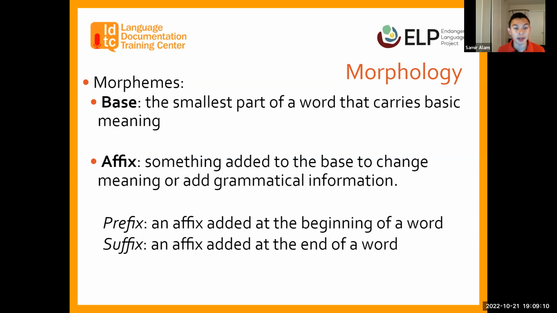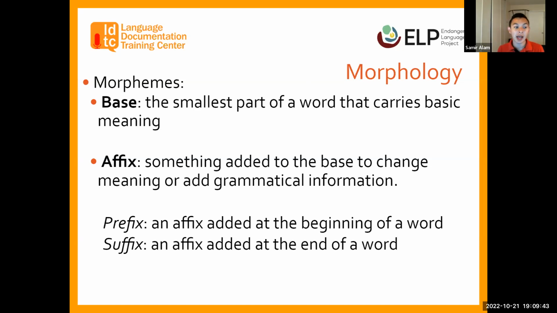There are two main categories of morphemes that we're going to be talking about today. We have bases, which are the smallest part of a word that can carry basic meaning, and an affix, which is something that can be added to the base to change meaning or add grammatical information, right? Both a base and an affix are types of morphemes, and they both carry some meaning attached to them. And that's what makes them a morpheme, right?